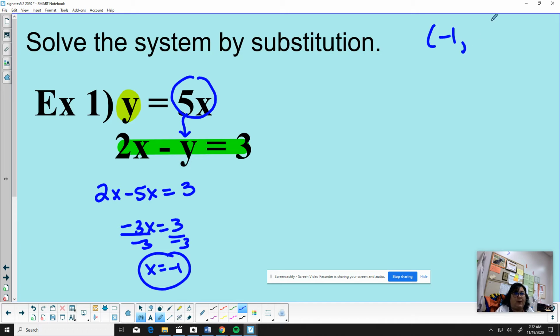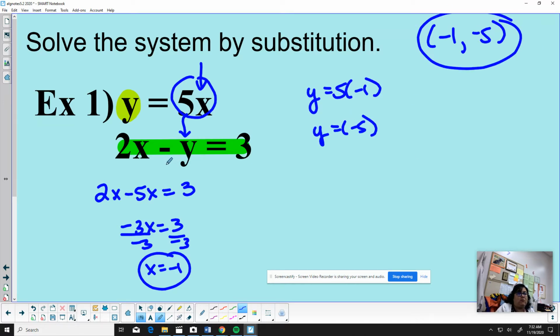So my answer is -1 something. Well, I already knew it was -1, -5, right? Because we graphed it a second ago. Now to get the y, I take the -1 and stick it back in the easy one where it's solved. So y equals 5 times -1, so y is -5. It's just another way of solving the system, and for me, it's a preferred way. I could leave graphing in the dust, no problem. Graphing's definitely not my favorite.